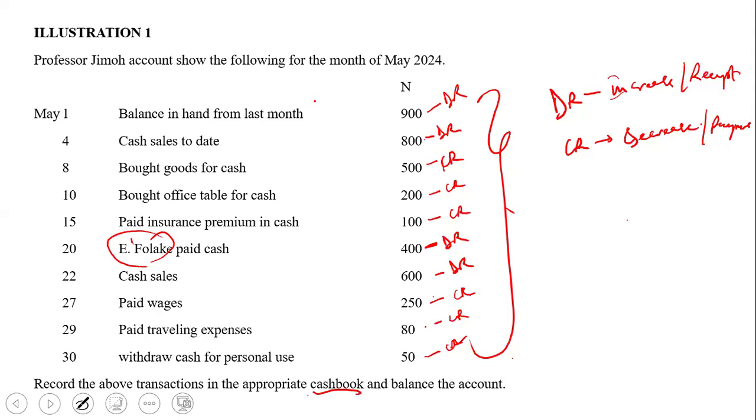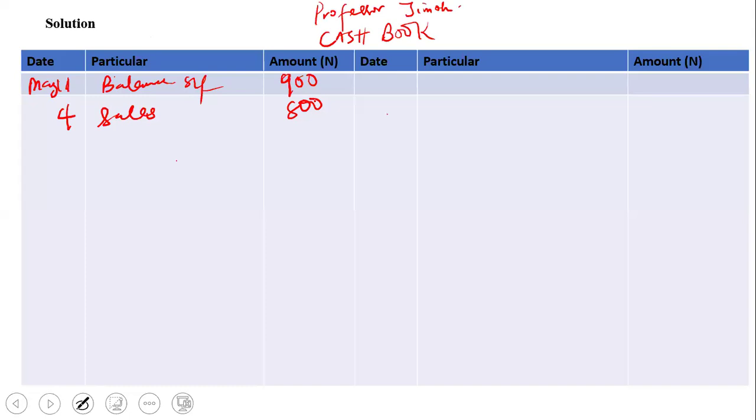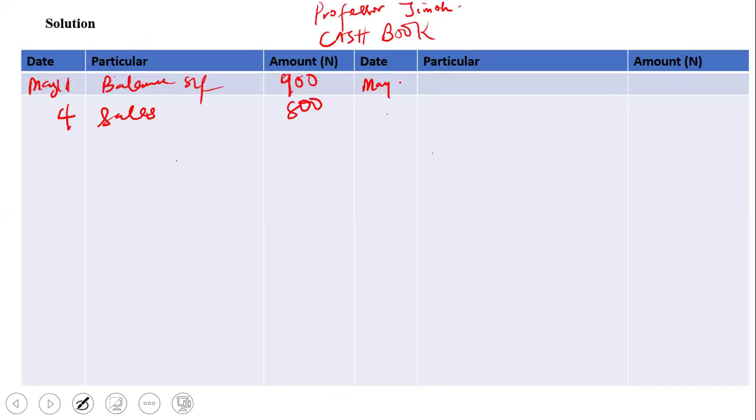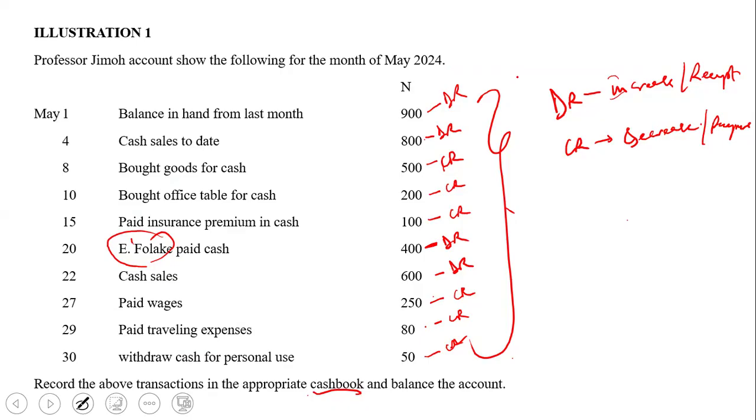Next, we have bought goods. That is payment. So it goes to the credit side, which is on the right hand side. So bought goods. So what is the date? Don't forget, May 8th. So here we talk about purchases. When you are buying goods, it's purchases. And the amount is 500.